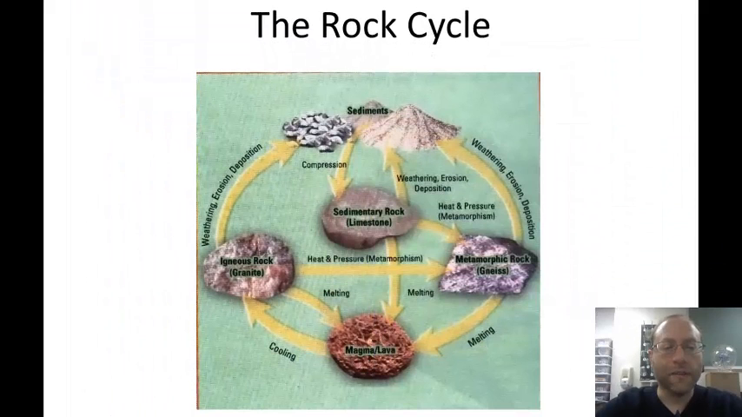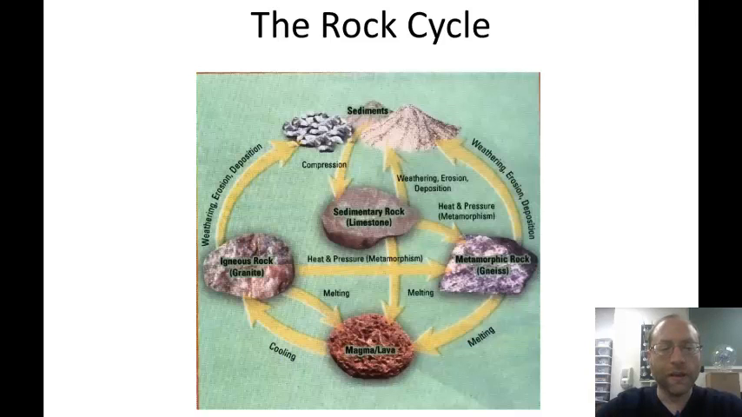The rock cycle is something that you have to know, and the rock cycle shows how rocks can change from one rock into another. And what's important in the rock cycle is where it ends up. The identity of a mineral is determined by its structure because it's one substance. The identity of a rock is determined by its formation.